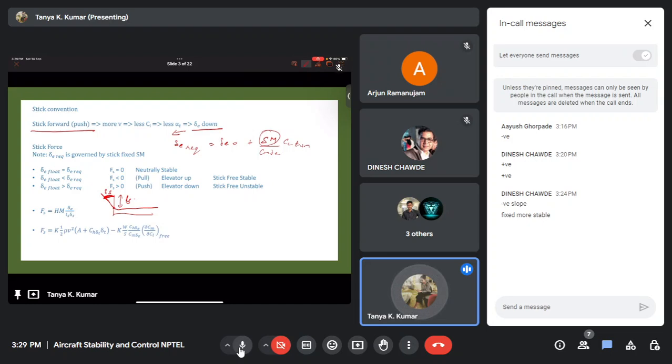Now this derivation was done in, I think, last week's lectures, where the stick force equation is derived in terms of K, A, all of these coefficients, right? So this is the big elaborate equation that was derived in the class. This will be used in the assignment questions. We'll just go over them.